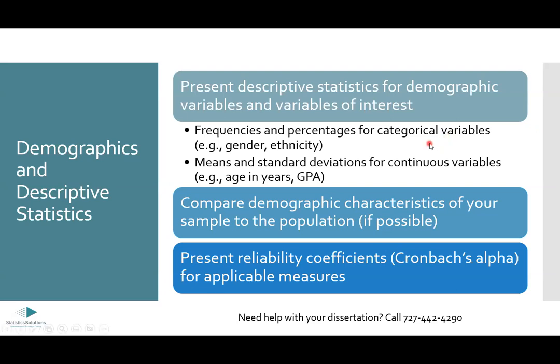If you are describing categorical variables like gender, ethnicity, income, sex, what else? Maybe depressive symptoms, if it's a variable of interest. So anything where they might fall into a category, then you are going to use frequencies and percentages.